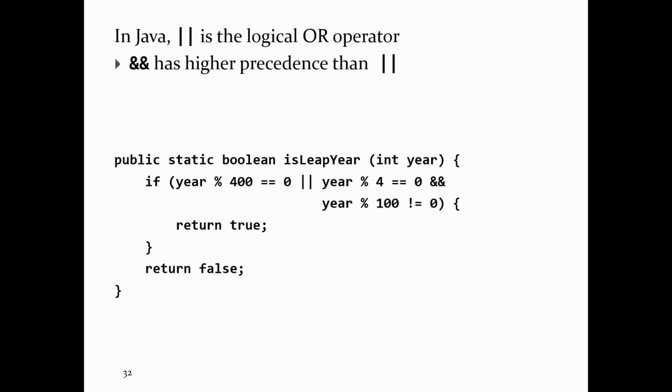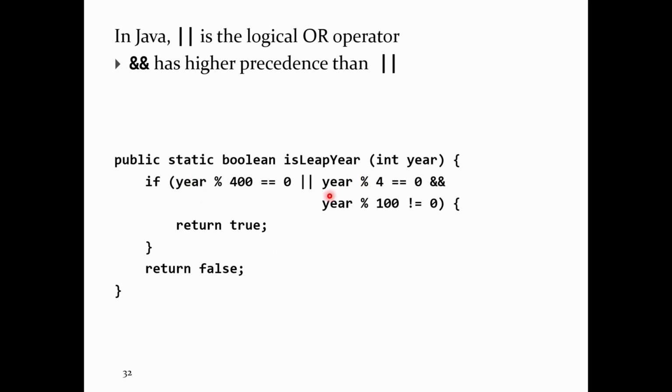So is the year divisible by 4, and is it not evenly divisible by 100? Take the year, divide it by 100, look at its remainder, and check if it's not equal to 0. Not equal is exclamation mark equals. Python has the keyword not; Java does not, so you must use the exclamation mark instead.